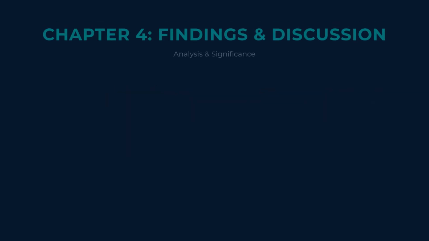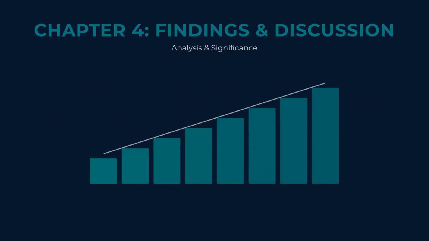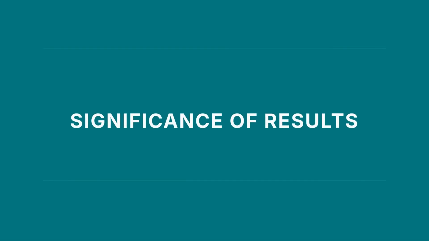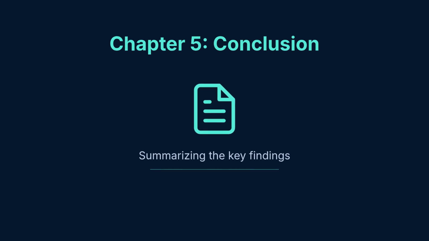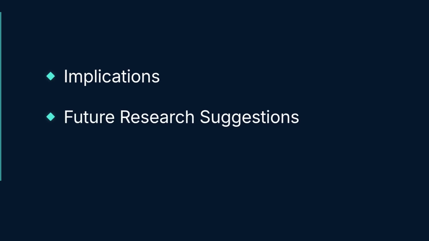Then, "The fourth chapter presents the findings of the research and discusses their significance in relation to the research objectives." This highlights the importance of the results. Finally, the 5th chapter concludes the thesis by summarizing the key findings, discussing their implications, and suggesting areas for future research.